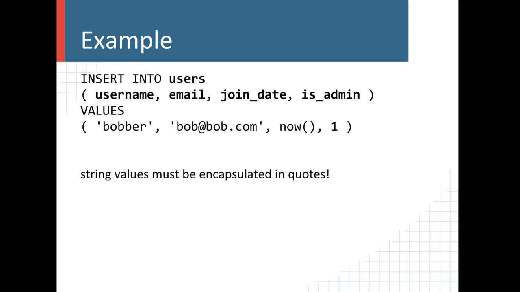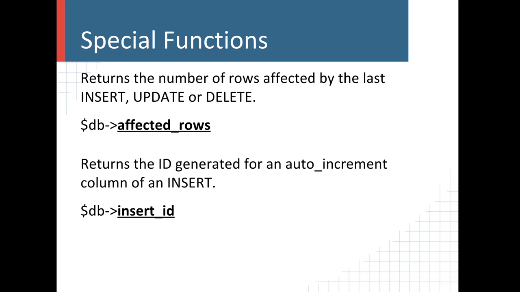String values must be encapsulated into quotes. Numbers do not need to be. Functions do not need to be either. There are special properties of the database that we can get that will tell us whether or not things have been updated. And that single arrow is called the object operator, and what it does is it gives us properties of an object in PHP. That's what that little symbol does.